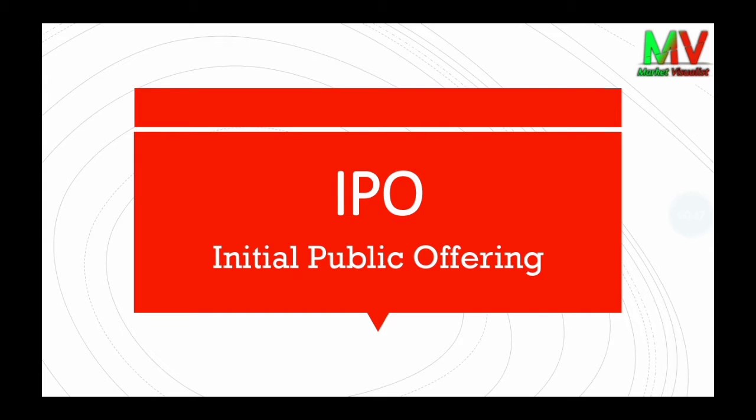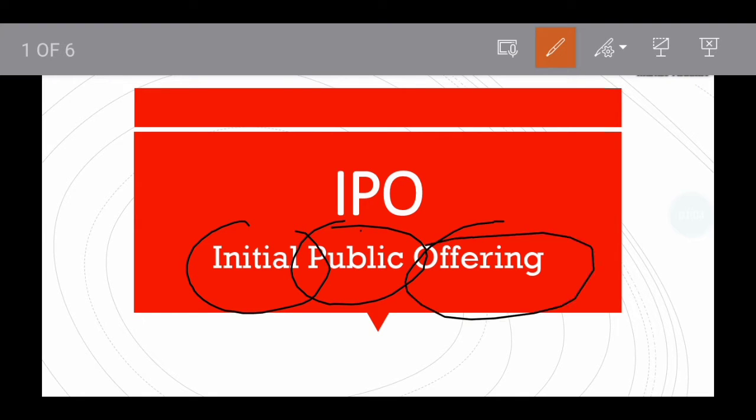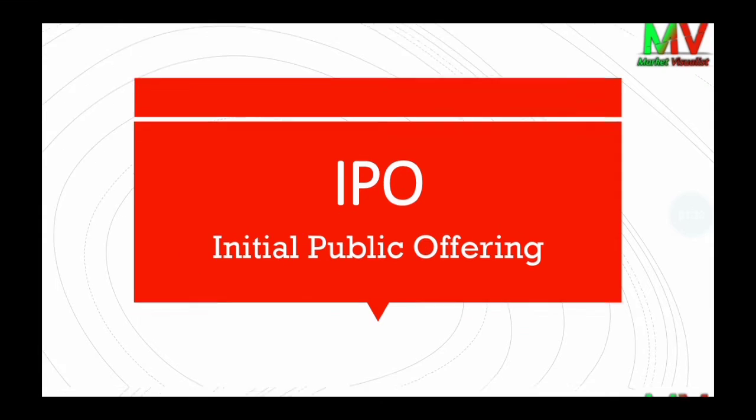We can divide initial public offering into three different parts. Here you can see that our first part is initial. Initial means extra, public means people, and offering means offer. It means when a company offers a percentage of its shares to people for buying, it is called an initial public offering. When a company issues its shares for the first time, it is known as an initial public offering.